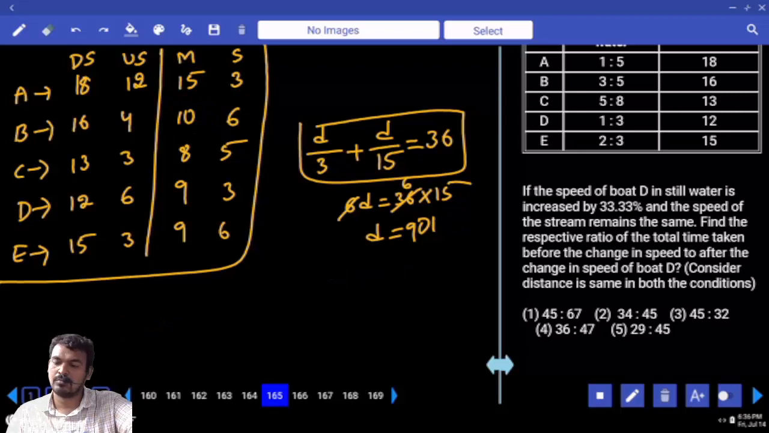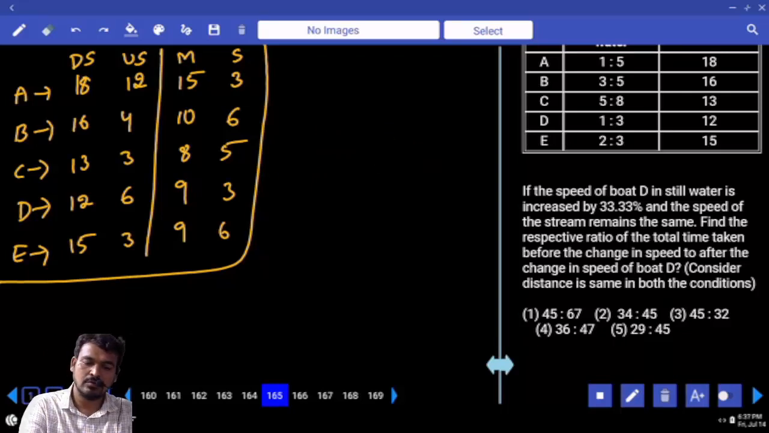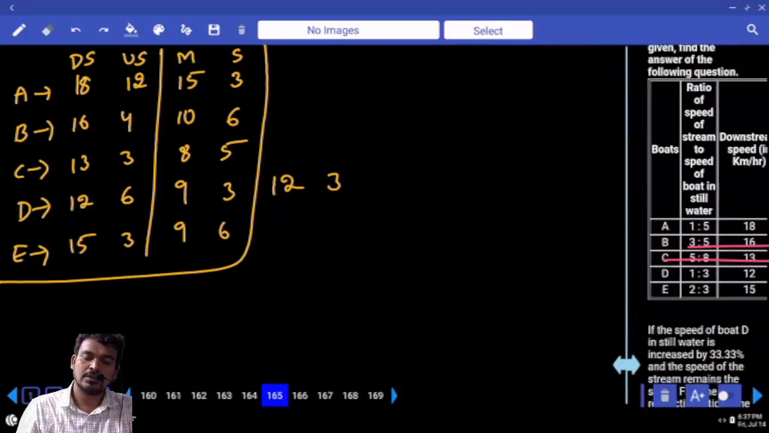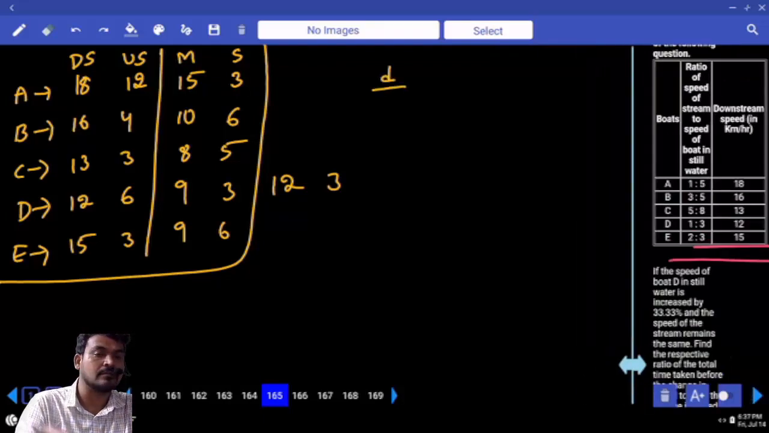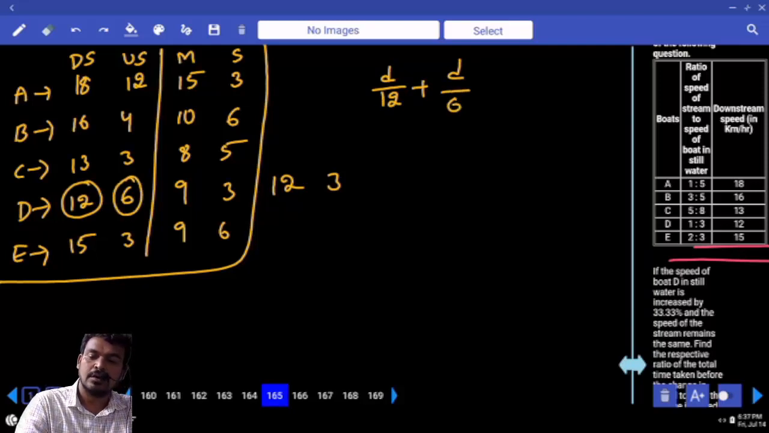33.33%. But the previous one, boat speed 9, increased by how much? 33.33%. Means 1/3 increased. 1/3 increase means what is the new speed? 12. And the speed of the stream remains 3. And the respective ratio of time taken before the change in speed and after the change in speed of the boat D. Before the change means, write distance value D. What is the downstream speed? 12. D by 12 plus D by upstream speed 6. It is the time taken in the original case.